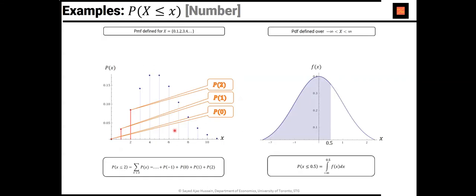Let me do an example here. This is not a function, it's simply giving you a numerical value for the probability that some random variable is less than or equal to some number x. Here you have a PMF. Notice it only takes on masses at discrete values. And here you have a density, which is defined from minus infinity to plus infinity for a continuous random variable.